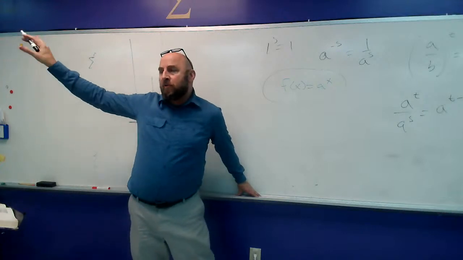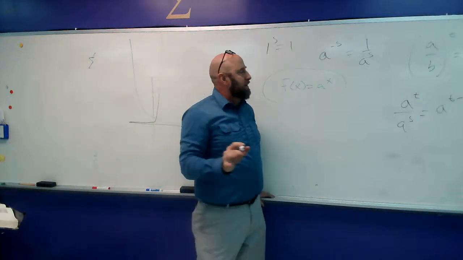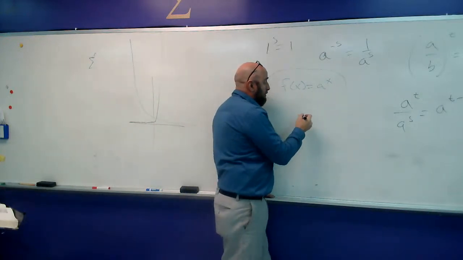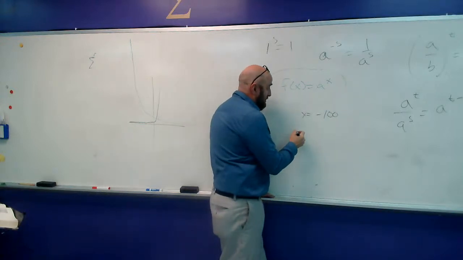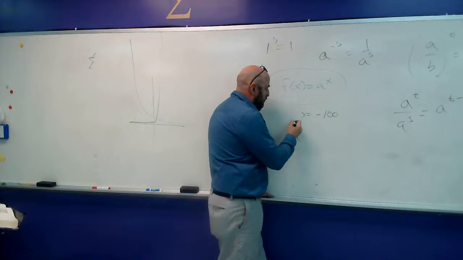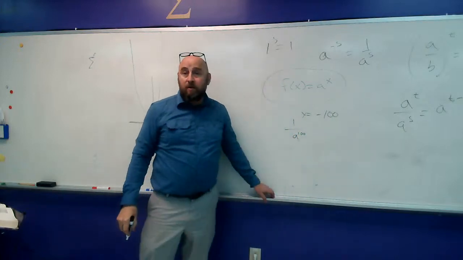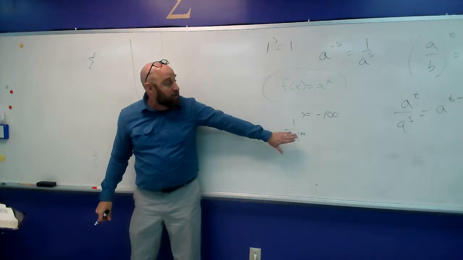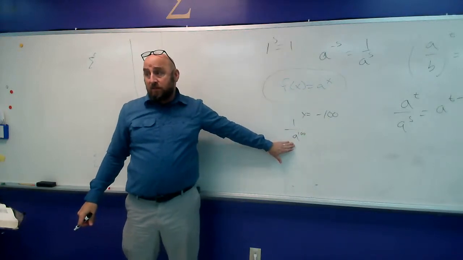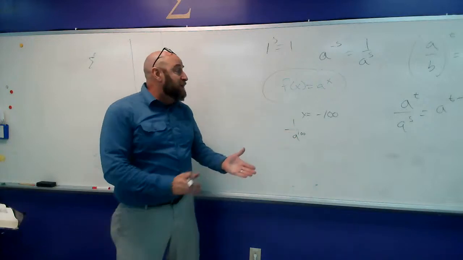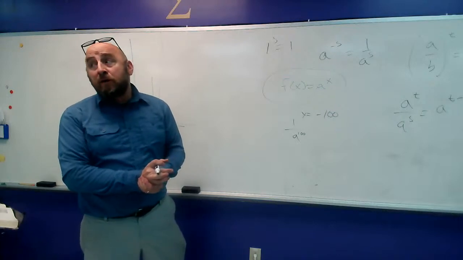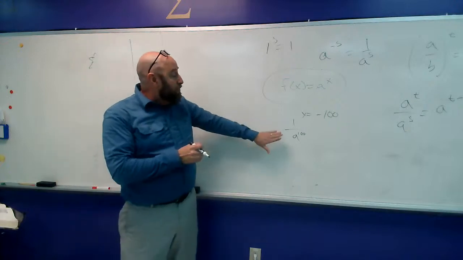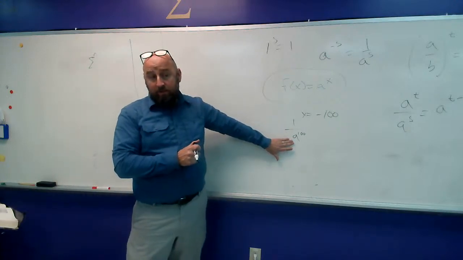If a is less than 0, we have a whole other ball of wax to deal with. But if a is greater than 1, let's suppose that x equals negative 100. Well, that solution is just 1 over a to the 100. As long as a is positive, it doesn't matter if x is negative, it's always going to be positive. And x could get really, really small, like negative 500 billion, and that would be a really, really small number, but it's never going to be negative.